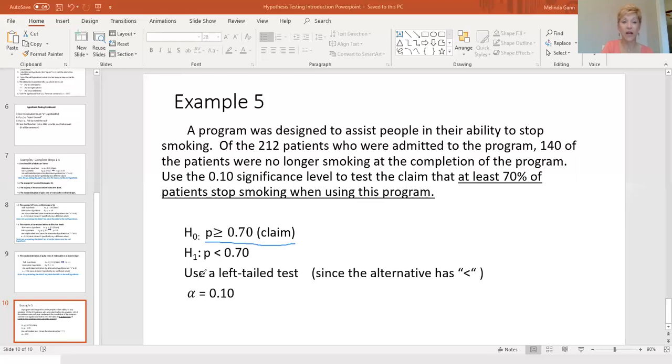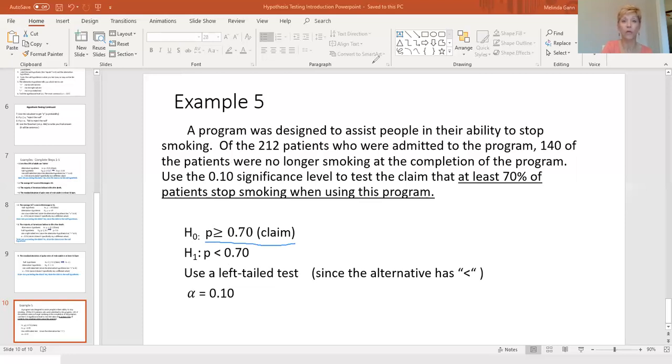Okay? How did I know to use a left-tailed test? Because you always look at the alternative hypothesis and because it's got less than. Now, here's the way I used to remember. When it's less than, see how it looks like it's pointing to the left? That's when I use a left-tailed test. Okay? And then my alpha is 0.10. Why? Because it told me that my significance level was 0.10.